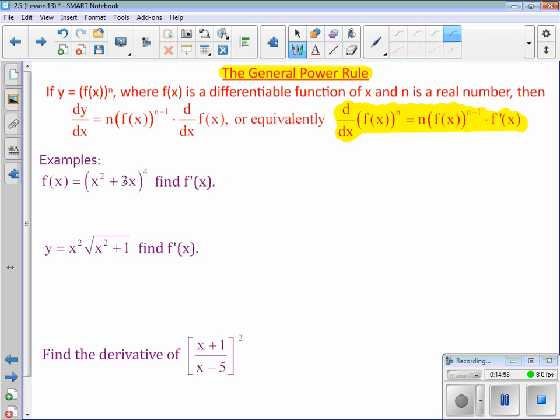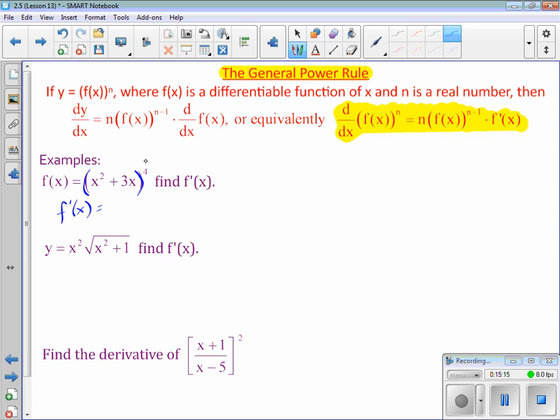Okay, so let's try to take the derivative of this. It's not as hard as it might seem, okay? To take the derivative of this, you just look at, okay, this is the inside function here, right? The x squared plus 3x. So just leave that alone, okay?